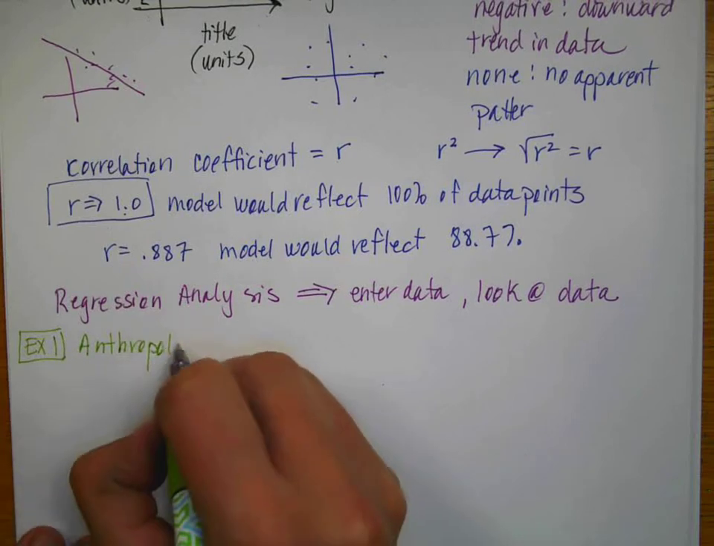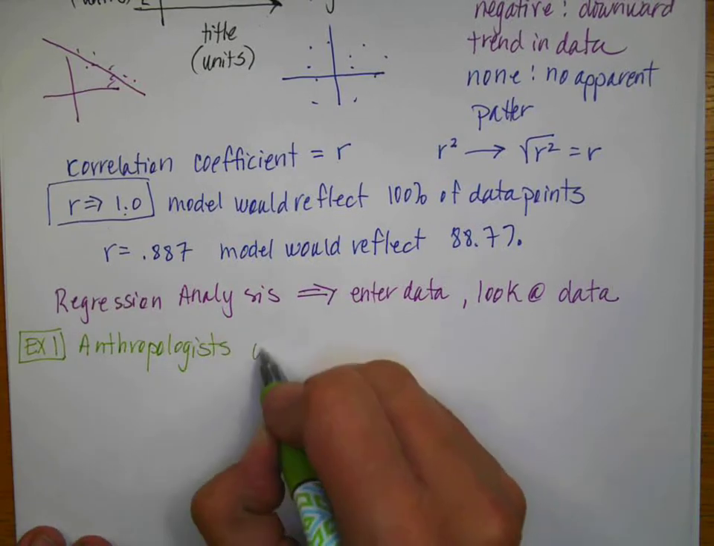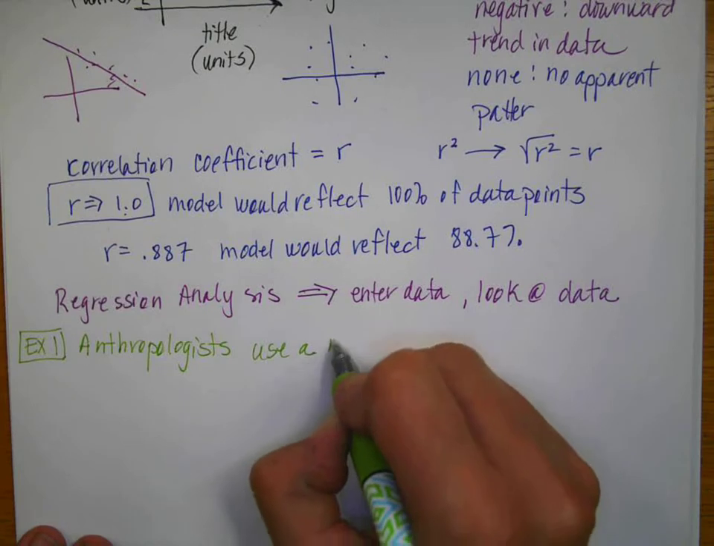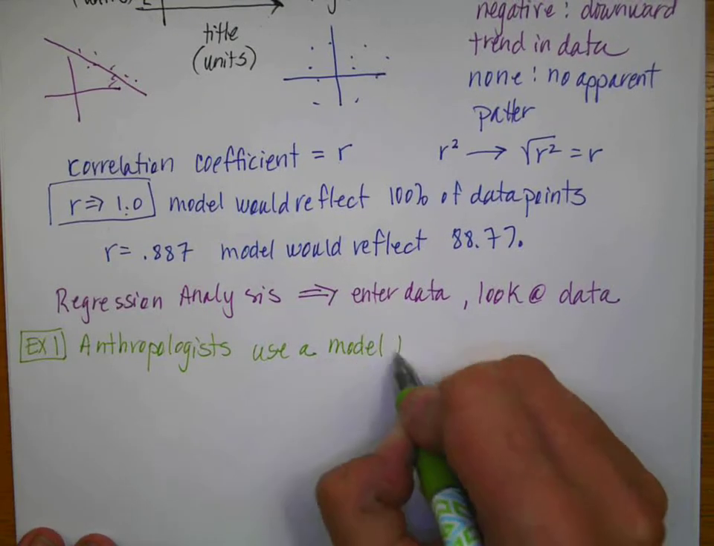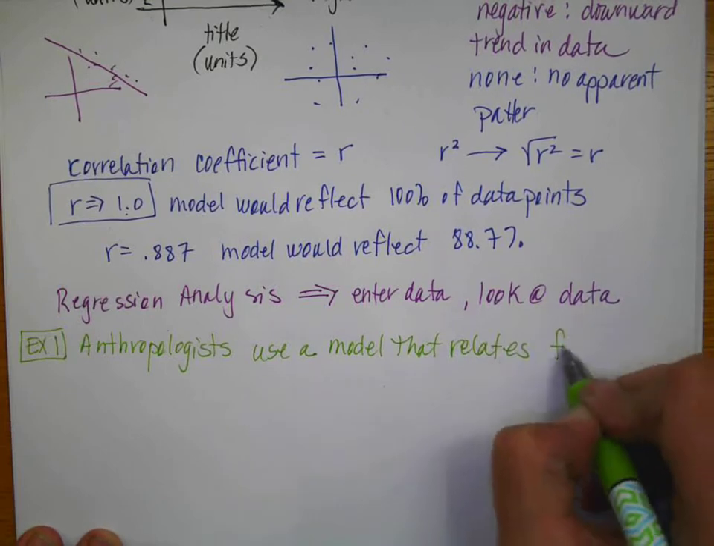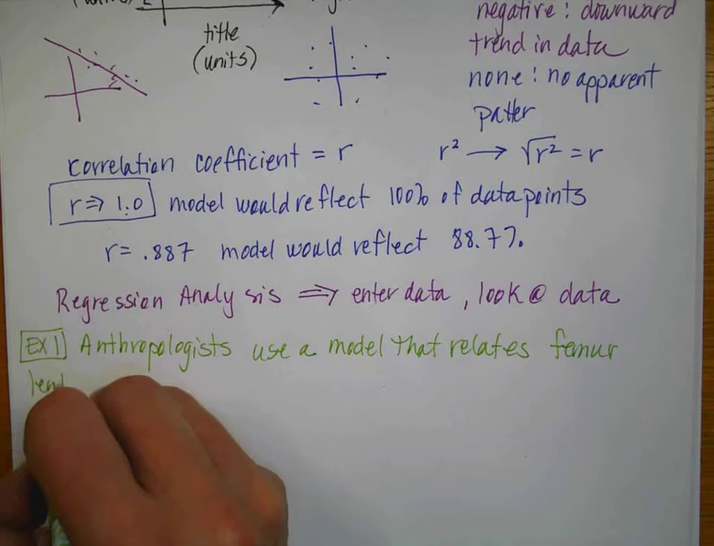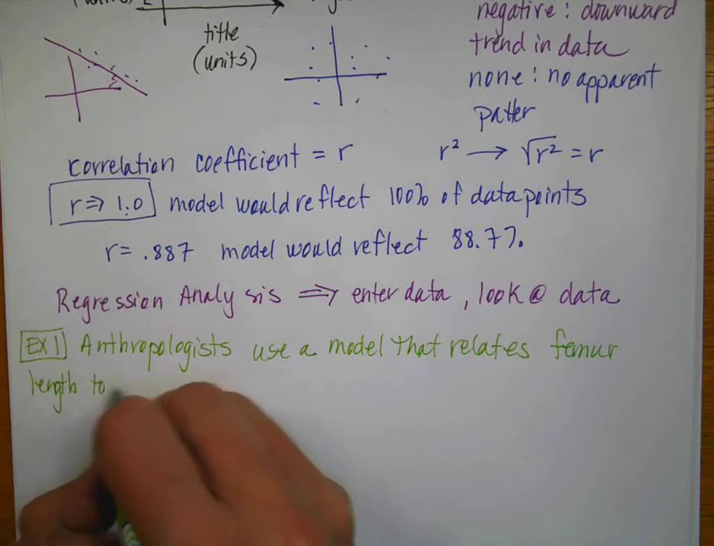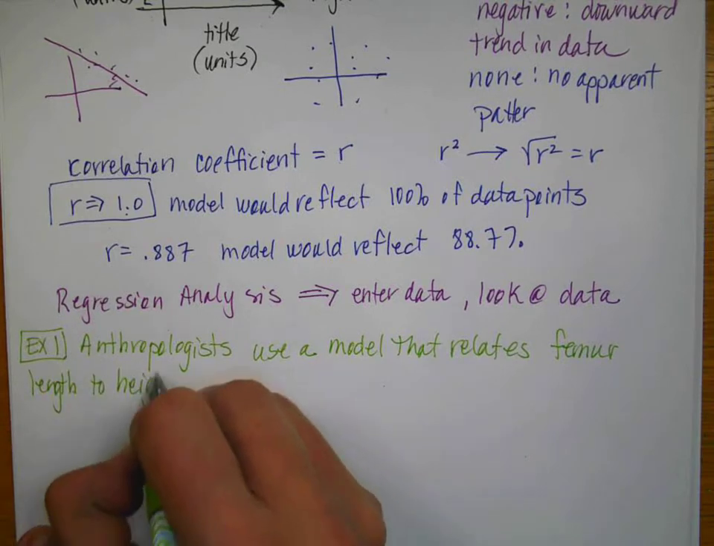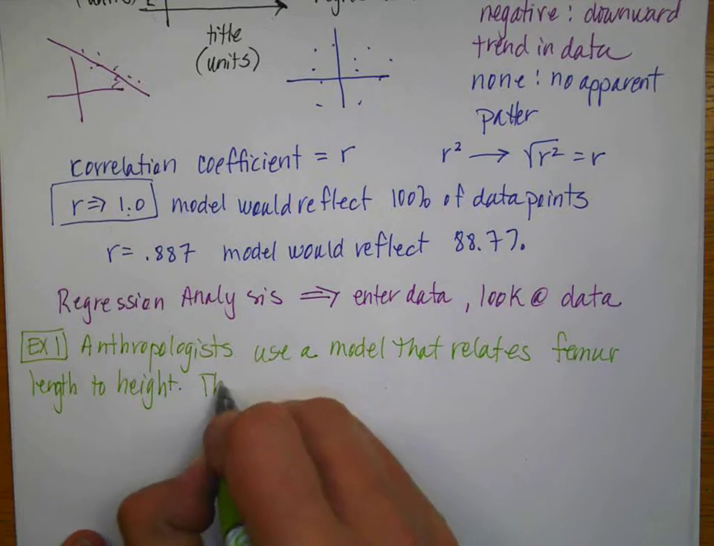So anthropologists, I hate spelling those words. Whew, that's a lot of vowels. Use a model that relates femur length, so the length of your thigh bone, to height. So based on the length of my femur, they can predict how tall I'm going to be.